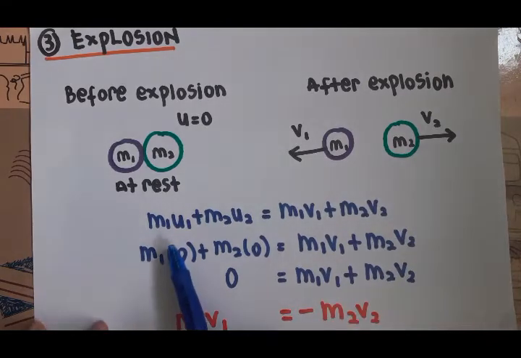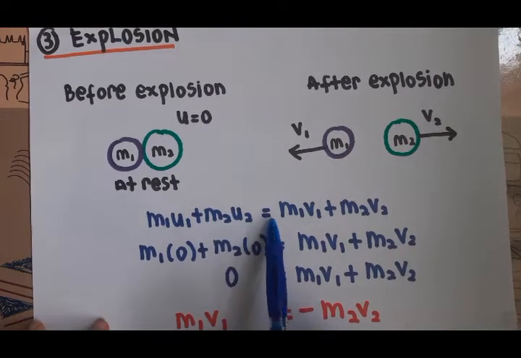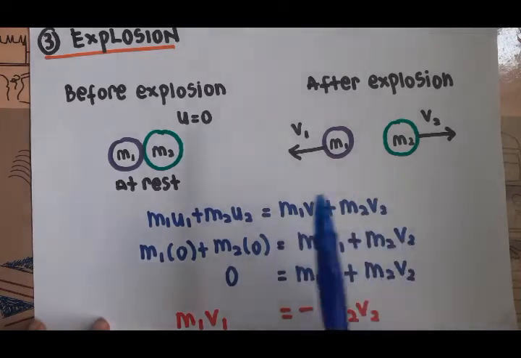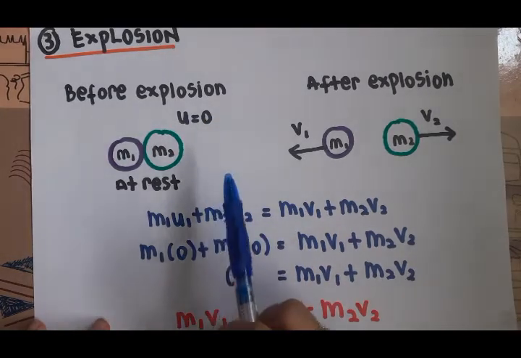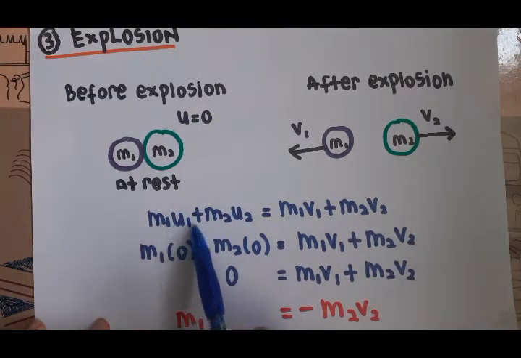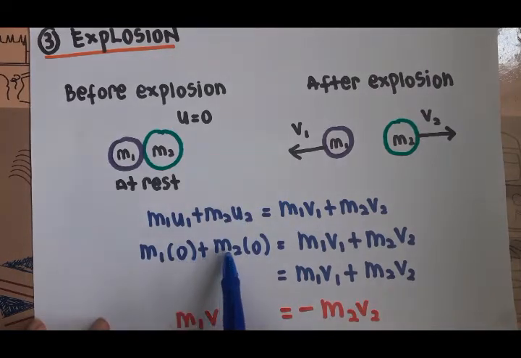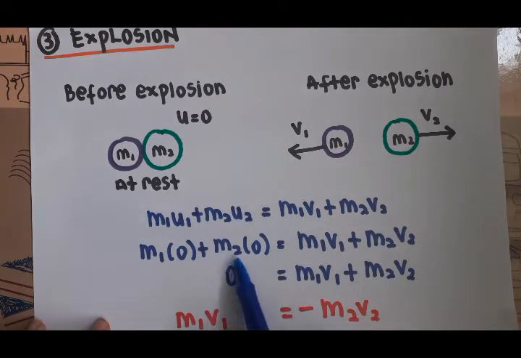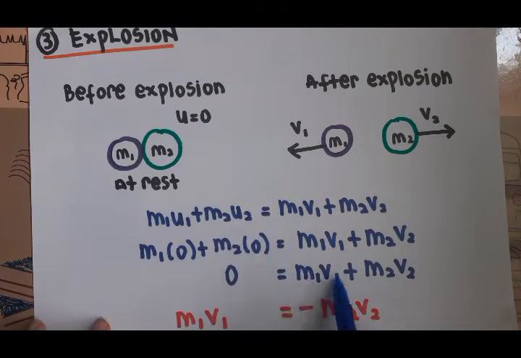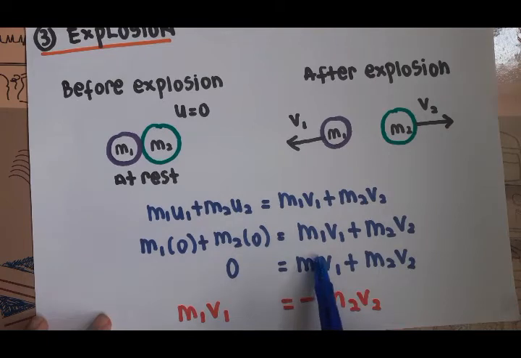So as we know, the formula is M1U1 plus M2U2 is equal to M1V1 plus M2V2. We know that the initial velocity before explosion is 0, so we just insert U1 and U2 as 0. So M1 times 0 plus M2 times 0 is equal to M1V1 plus M2V2. So here is 0, since any number times 0 is 0, equal to M1V1 plus M2V2. So we just transfer M2V2 over, and we get the final formula for explosion: M1V1 is equal to negative M2V2.